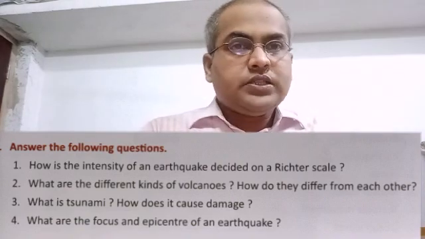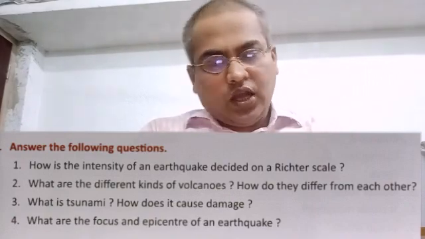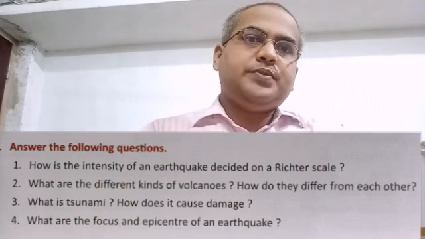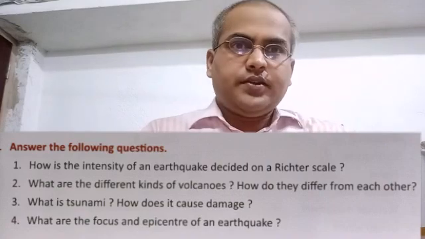Now comes number 3, extinct volcanoes. They have not erupted for thousands of years, and the erupting activities have completely subsided. So this is what is called an extinct volcano.